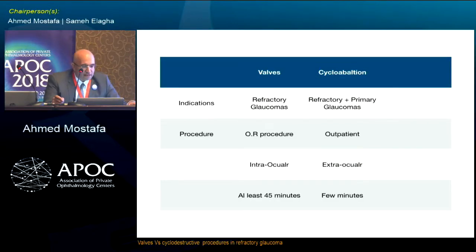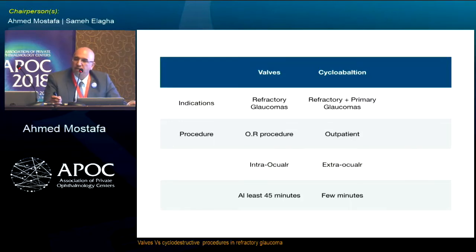Let us try just to have a comparison for the valves and cycloablation. The indications: valves for refractory glaucoma; for cycloablations, refractory and primary glaucomas. The procedure for the valve is an OR procedure. I can't do it in the clinic, yes? I need to spare at least 1 hour for that.